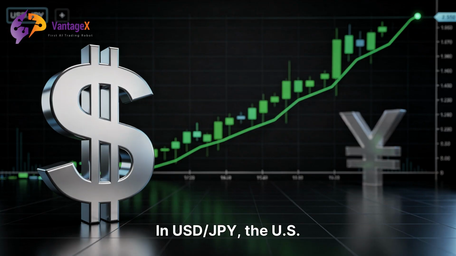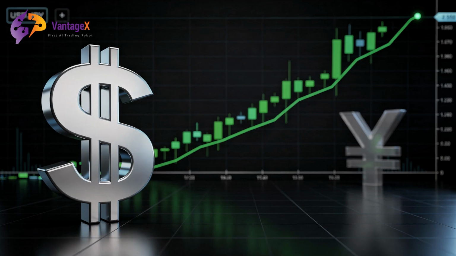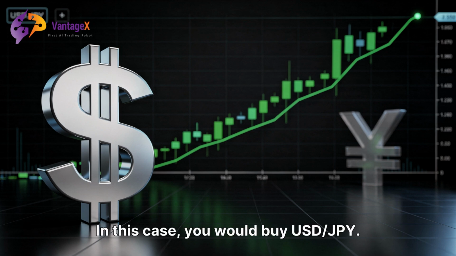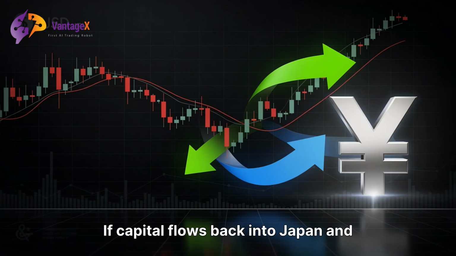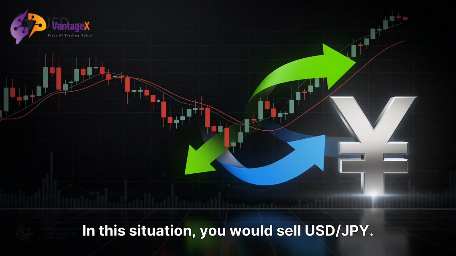In US dollar to Japanese yen, the US dollar is the base currency. If Japanese policy weakens the yen, the US dollar may strengthen relative to it. In this case, you would buy US dollar to Japanese yen. If capital flows back into Japan and demand for the yen increases, the US dollar may weaken. In this situation, you would sell US dollar to Japanese yen.